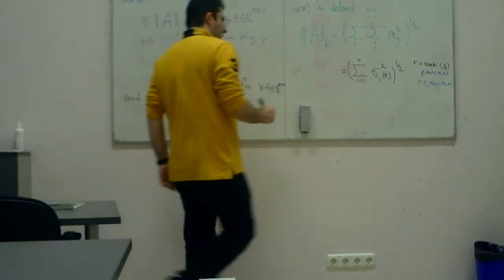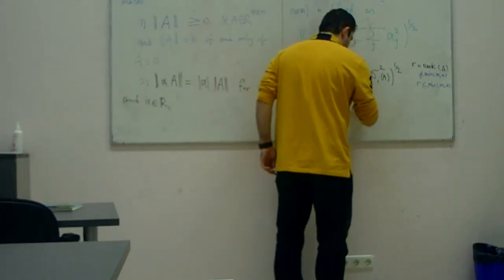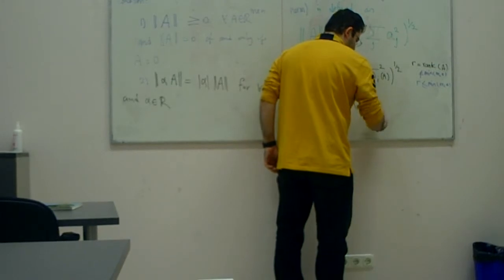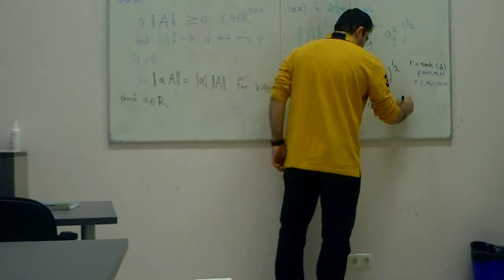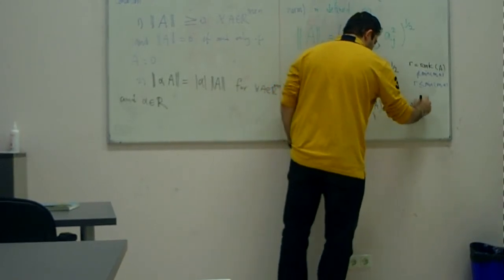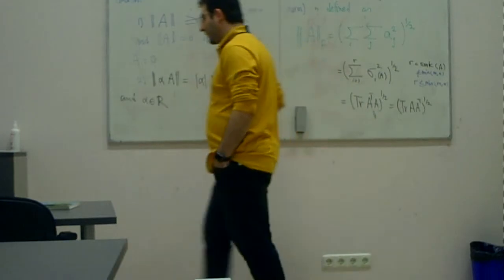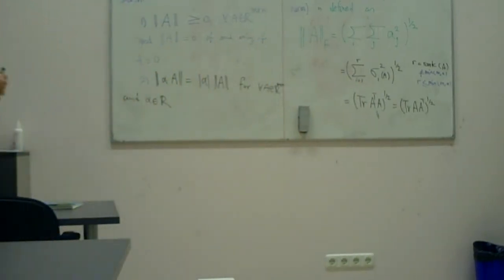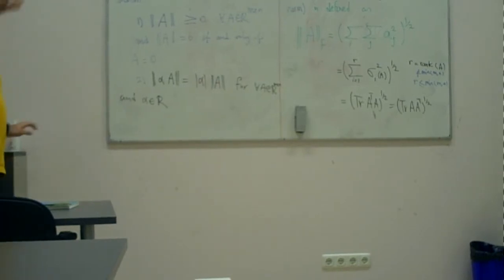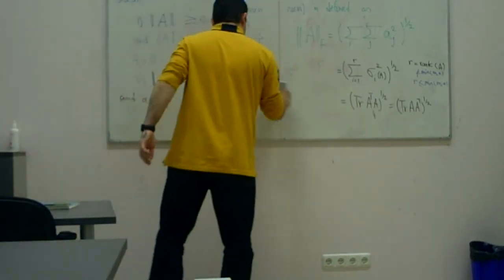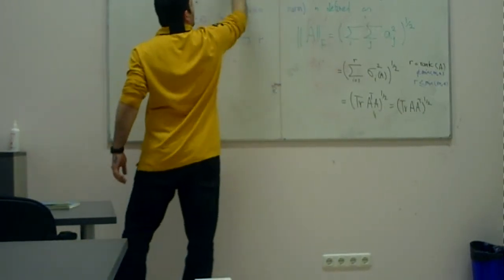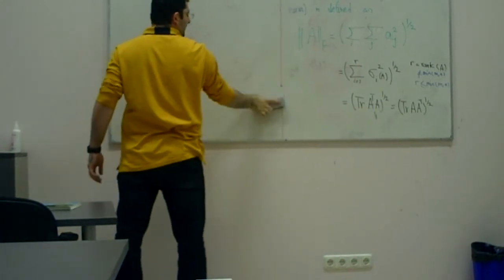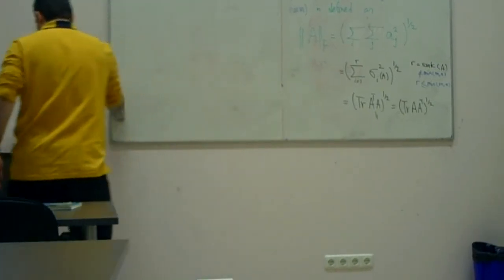This is also equal to trace of A transpose A to the power 1 over 2. What was the trace? Do you remember the definition of the trace? Summation of the elements of the main diagonal. So this is the Frobenius or matrix Euclidean norm, F norm, right?